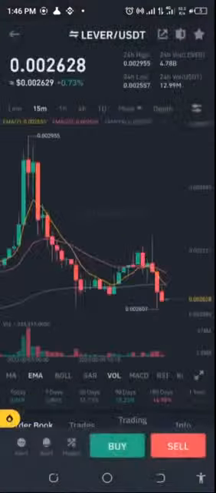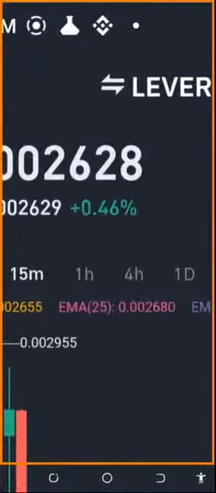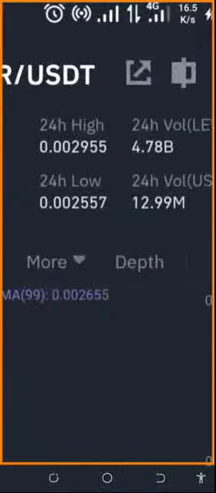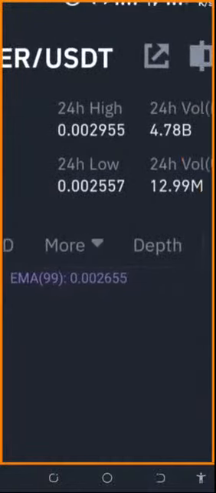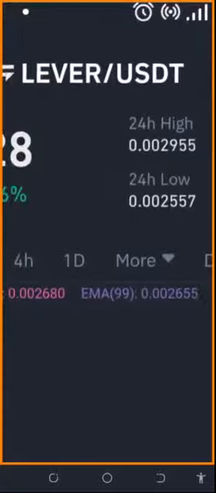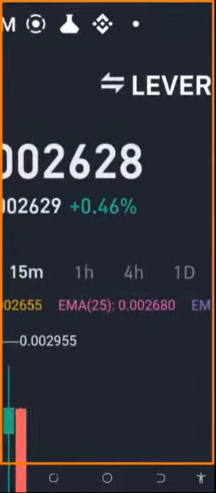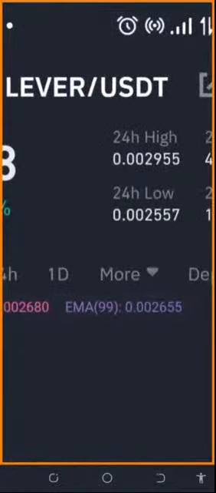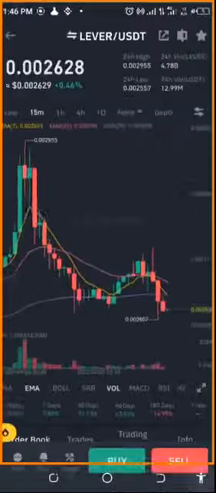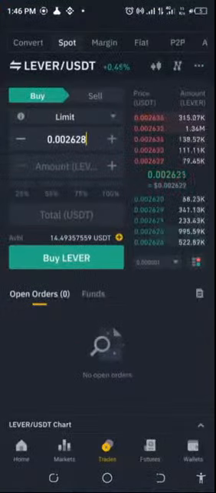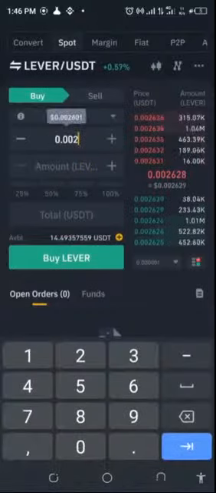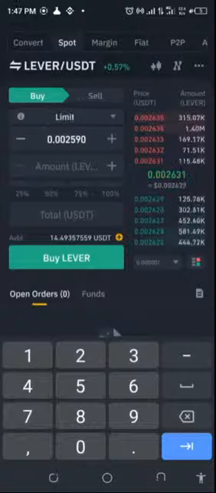What we have here, if you check very well, is 2628, but we're not going to buy it at that price. We're going to buy it at a lower price because the all-time low is 2557. We're not going to go as low as 2557. We'll just go like 2600, maybe 2600 or 2590, something that way. Let's go and choose 2590. So I'm going to change this right now to 2590.